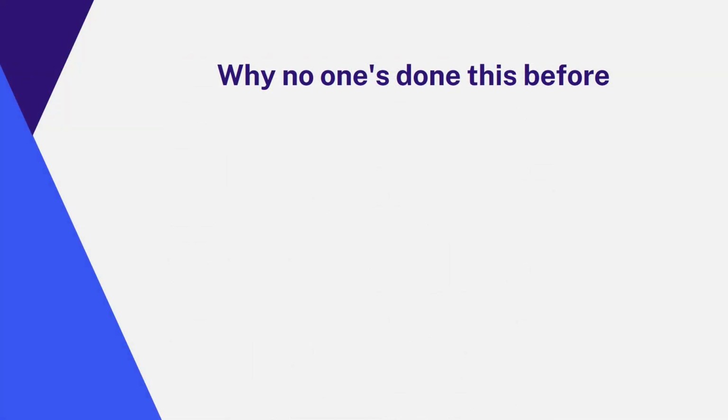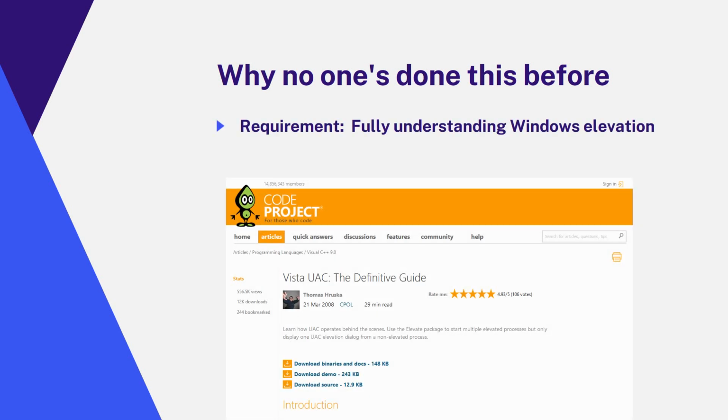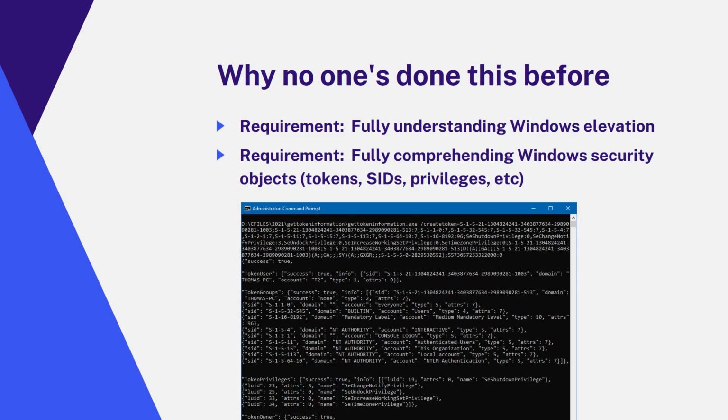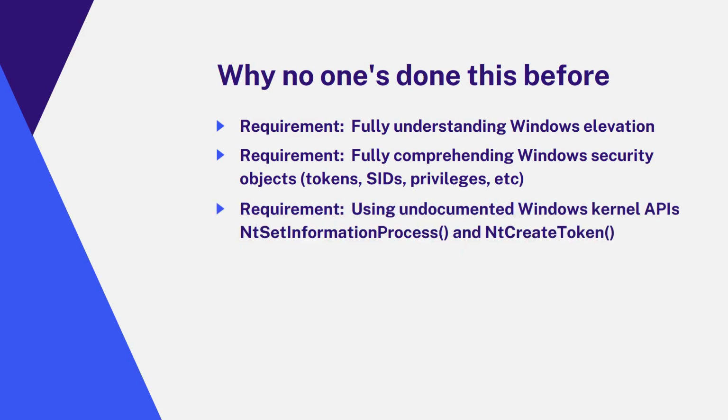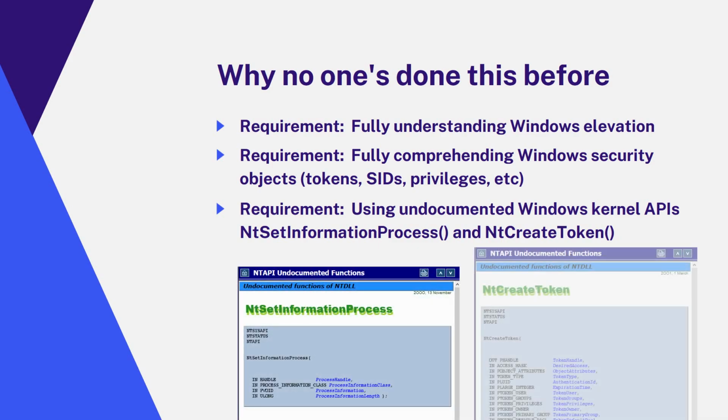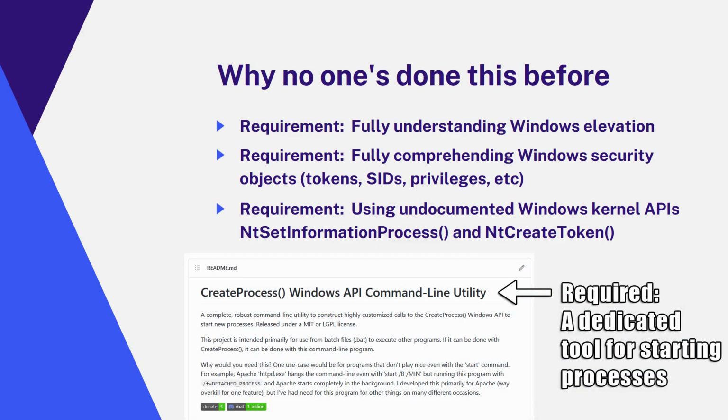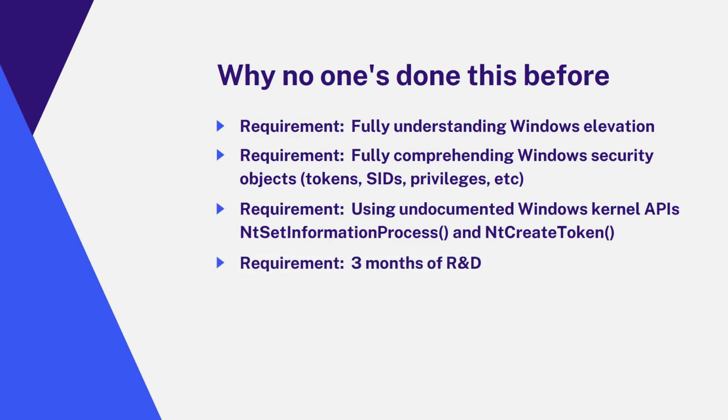However, we can surmise that the reason that no one has ever done this before is due to a prerequisite in-depth understanding of how Windows elevation works under the hood, the requirement to fully comprehend Windows security objects, tokens, SIDs, privileges, etc., the required knowledge and correct use of at least one undocumented Windows kernel API, NtSetInformationProcess, and probably NtCreateToken. The requirement for a dedicated executable whose sole purpose for existing is to start processes, spending 3 months to conduct all of the necessary background research and development.